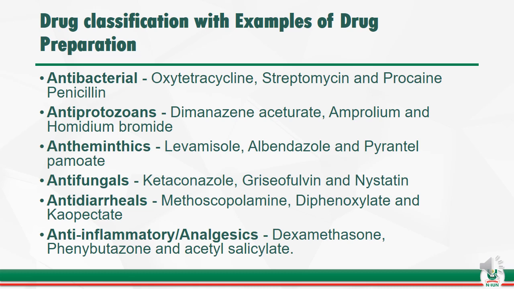Number 5, antidiarrheals, and they include metoclopramide, diphenhydramine, and calpeptide. These are antidiarrheals. And lastly here is anti-inflammatories or analgesics. Examples include dexamethasone, phenylbutazone, and acetyl salicylate.